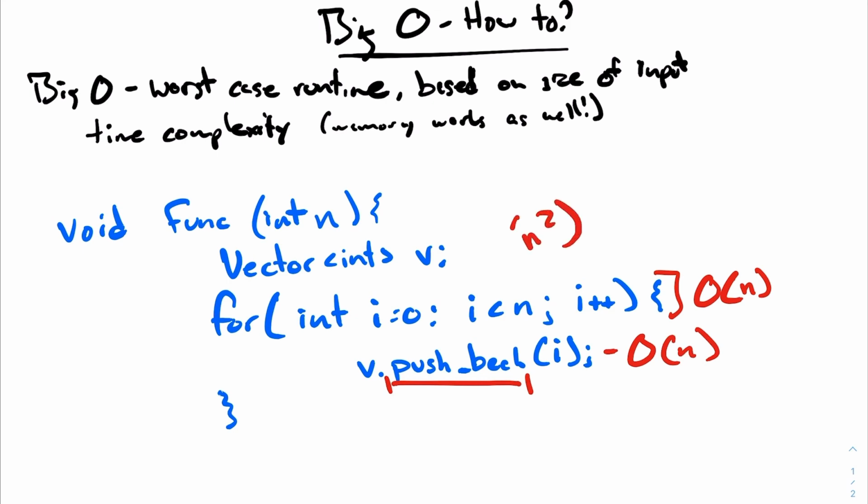So what is this thing? N squared. Big O of n squared, right? Even though there's only one for loop here, because we need to consider the worst case runtimes of the functions that are inside of our functions, right? Cool. Keep these things in mind.